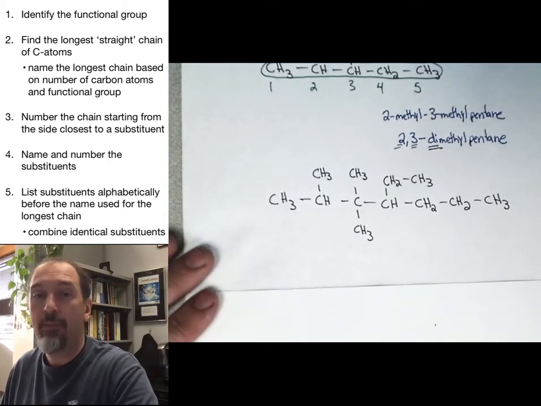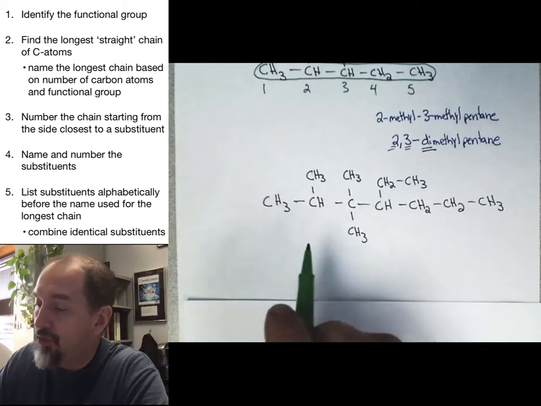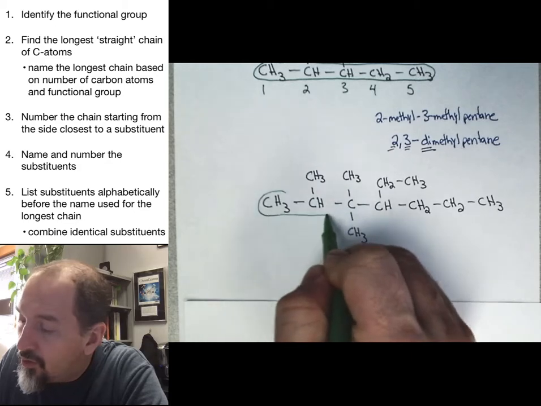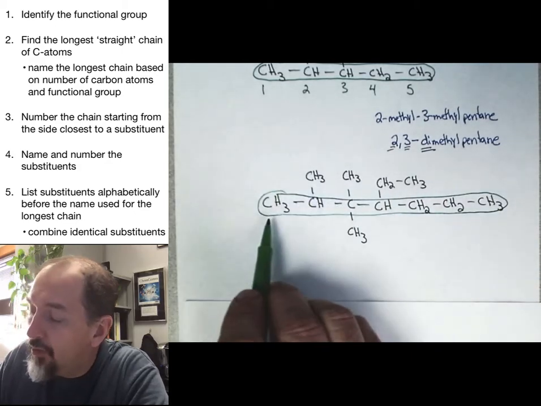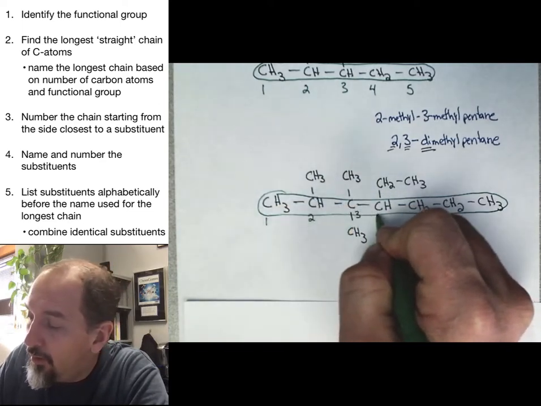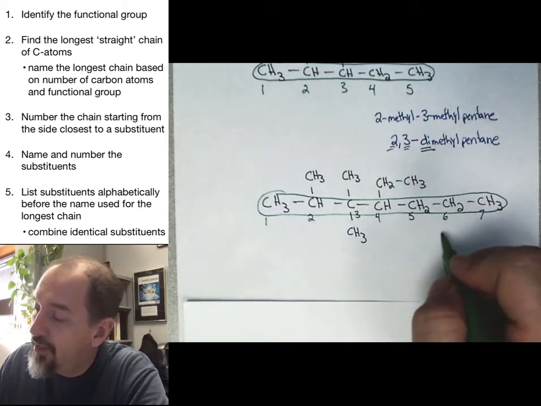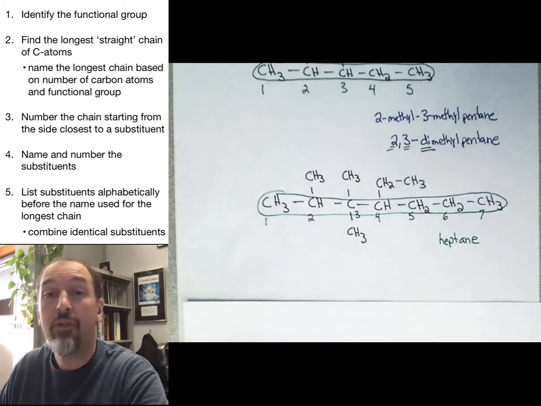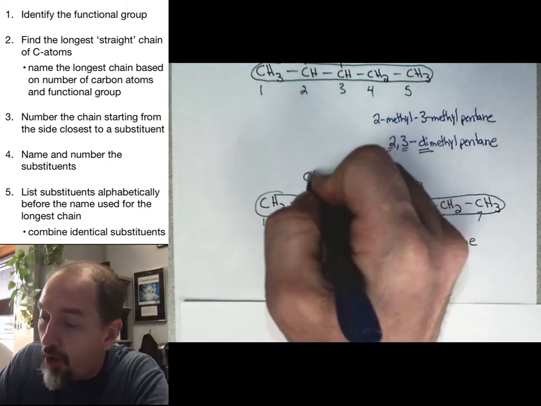Again, getting about as complicated as we're going to get here. Okay. Longest chain is going to be straight across. There's our longest chain. We're going to number it from the side closest to the substituent. So I'm going to number it here. 1, 2, 3, 4, 5, 6, 7. So 7 is hept. So heptane is going to be the root of this word, the longest chain. Now I name and number all of the substituents.